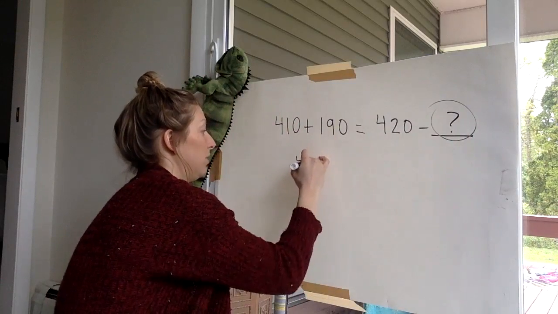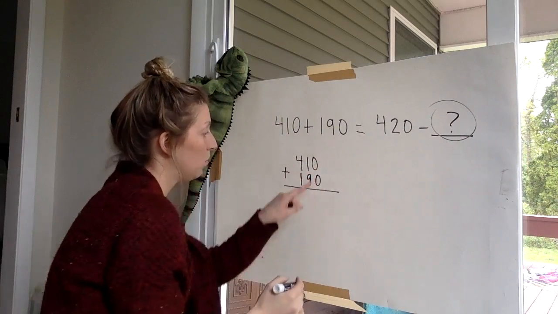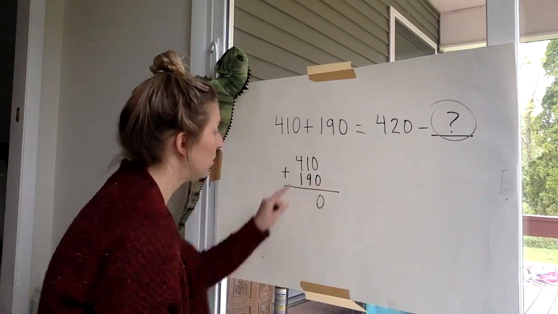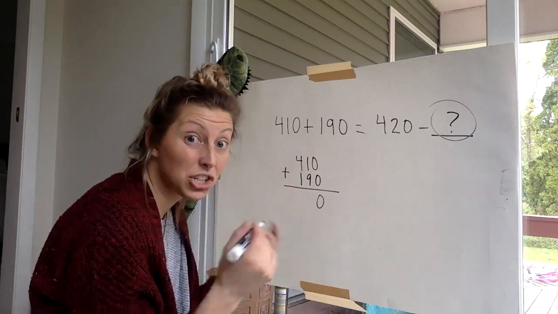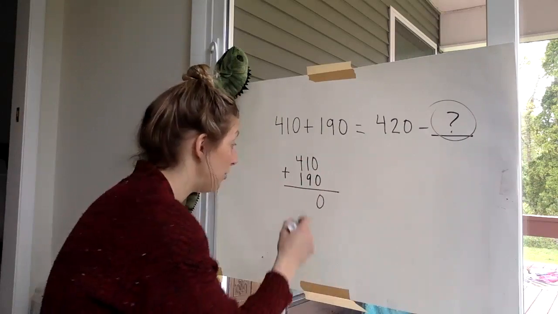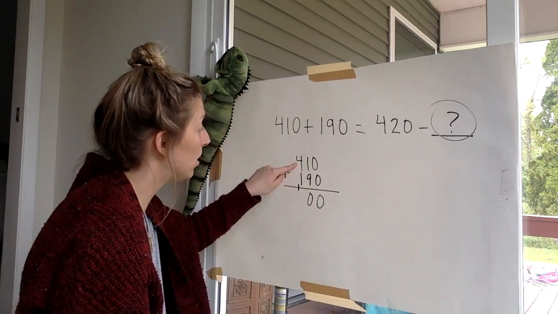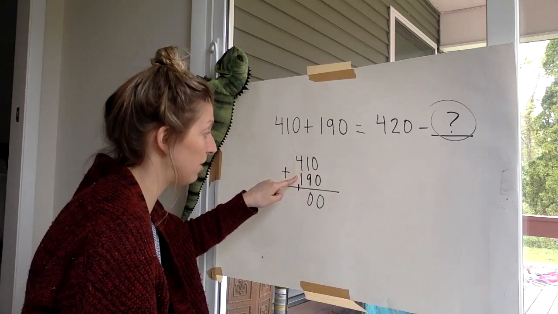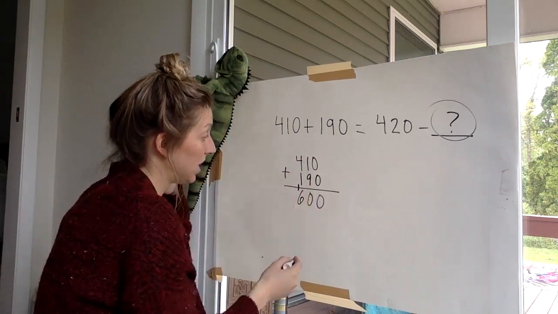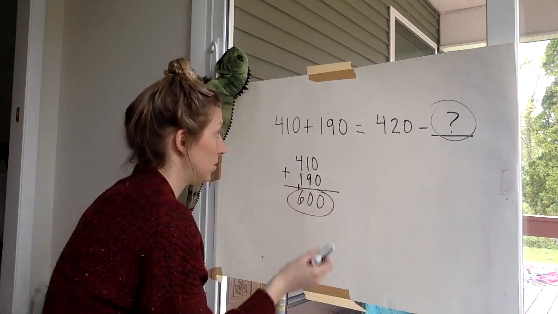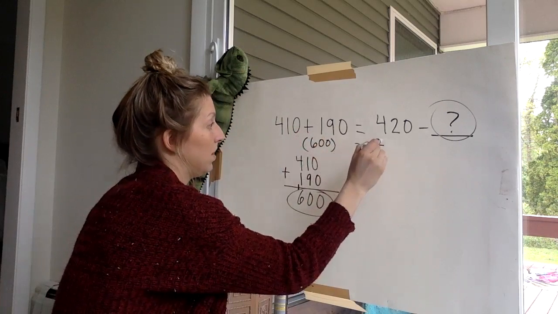Well, let's do that vertically. 410 plus 190. Let's see. So we start with our ones. We have 0 plus 0, which gives us 0. We add our tens. 1 ten plus 9 tens gives us 10 tens, which is also another name for 100. So I put 0 tens, and there's another 100 added. And then we have 4 hundreds plus 100 equals 500, plus another 100 is going to give us 600. So we know that 410 plus 190 is going to give us 600. So 600 is there, okay?